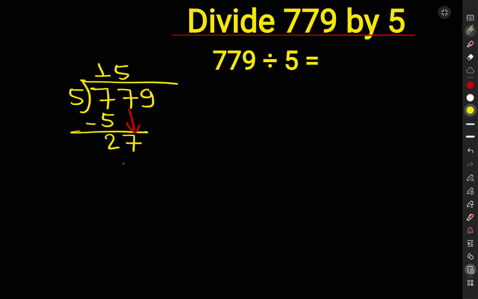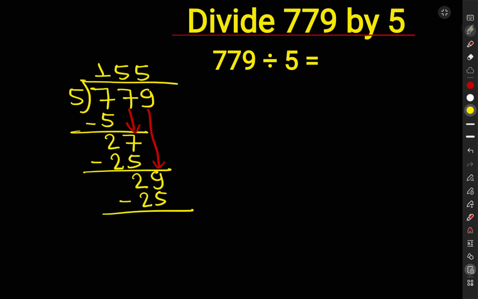5 times 5 is 25. On subtracting we get 2. So again we put down this 9 and it is 29. 5 times 5 is 25. On subtracting we get 4.